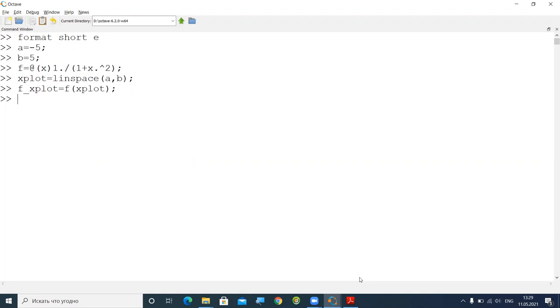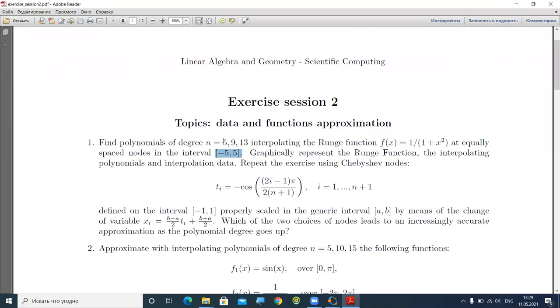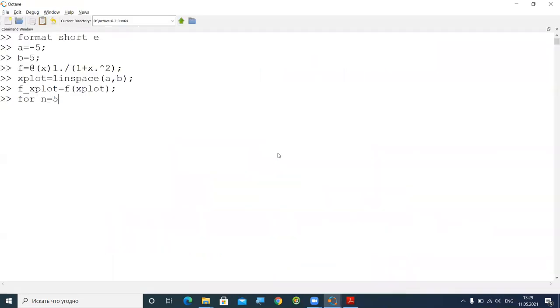Okay, now open loop, consider the loop for n equals to. So here we can see it is 5, 9, and 30. So we just add 4 each time. Yes, the difference between them is 4. So it will be 5 till 13, and step is 4. Is it clear? Without semicolon. 5, 9, 13, it means.